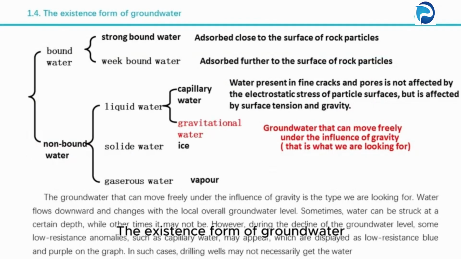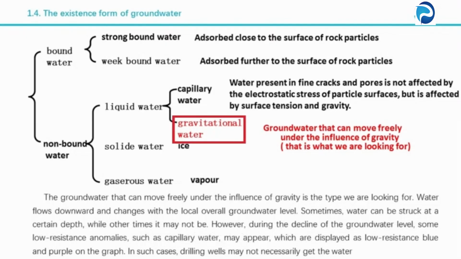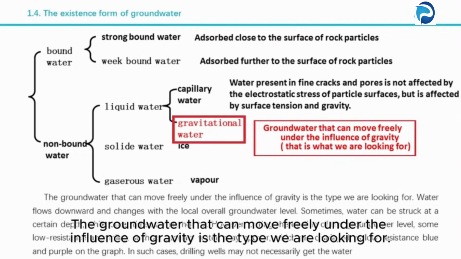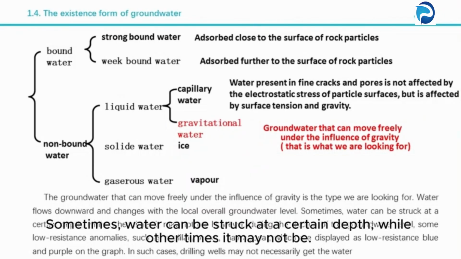Existence form of groundwater. The existence forms of groundwater are divided into bound water and unbound water. As shown in the figure, the groundwater that can move freely under the influence of gravity is the type we are looking for. Water flows downward and changes with the local overall groundwater level. Sometimes water can be struck at a certain depth, while other times it may not be.